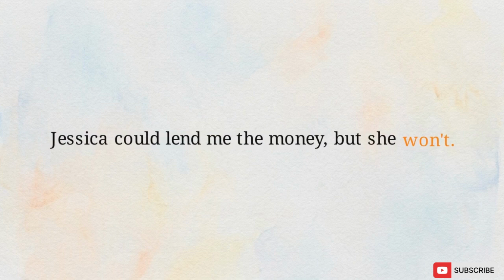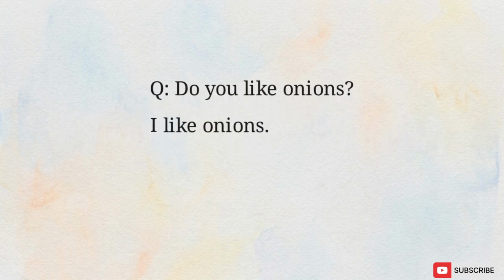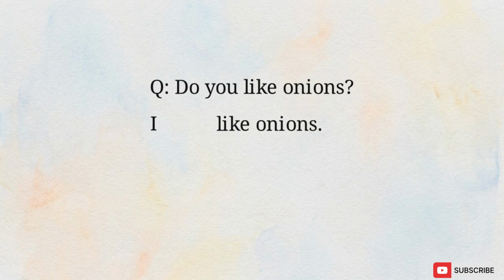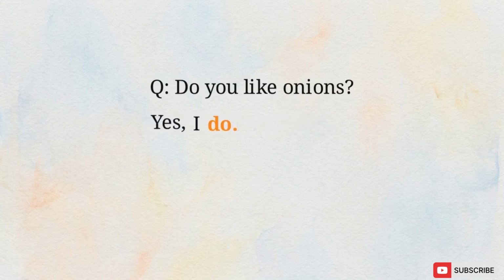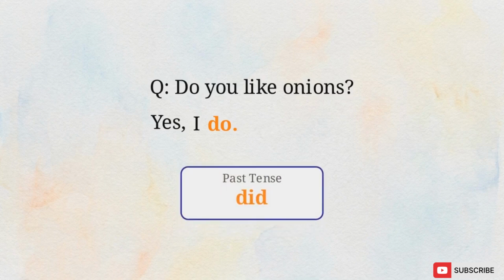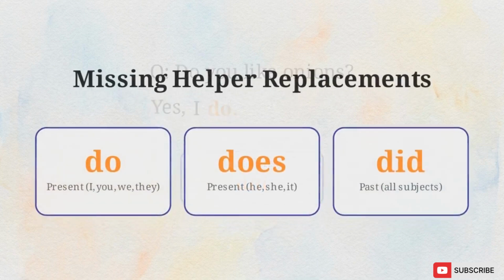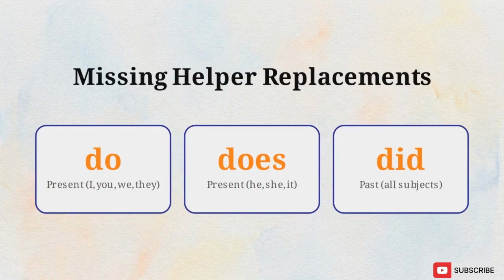However, look at a statement like I like onions. Here, there is no auxiliary verb visible between the subject and the main verb to carry over into a short reply. To form a shortcut here, you have to mentally supply the missing helper. In the present tense, you use do or does to get yes, I do. In the past tense, you use did. Whenever a sentence lacks a visible helper verb, do, does, or did functions as the standard replacement for natural-sounding replies.